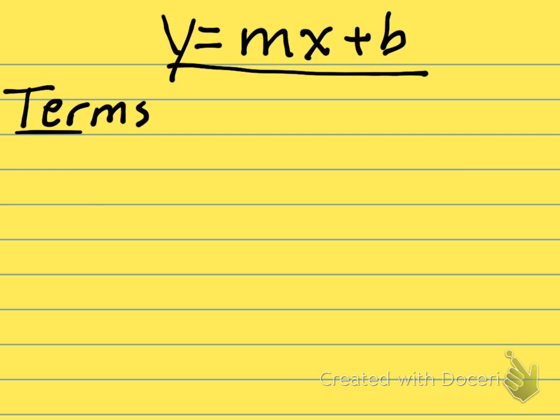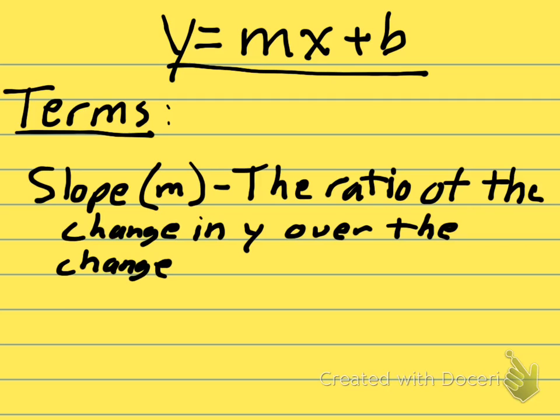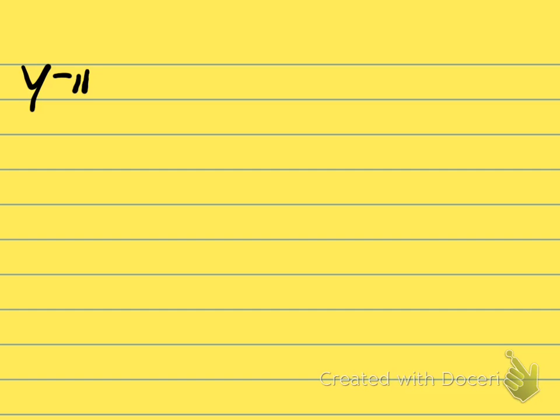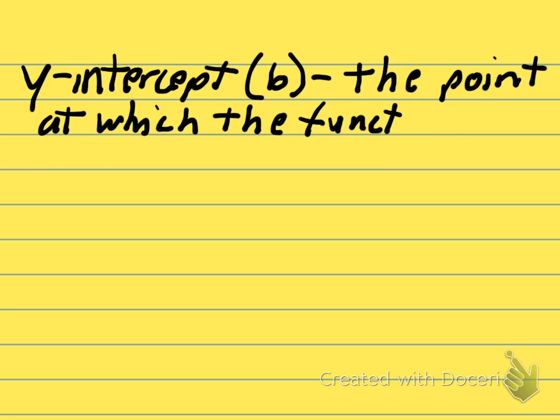Now there are a few terms that we're going to need to know. The first is slope, which is represented by the m in this equation. Slope is defined as the ratio of the change in y over the change in x. The next term is y-intercept, which is represented by the b in my equation. Y-intercept is defined as the point at which the function crosses the y-axis.